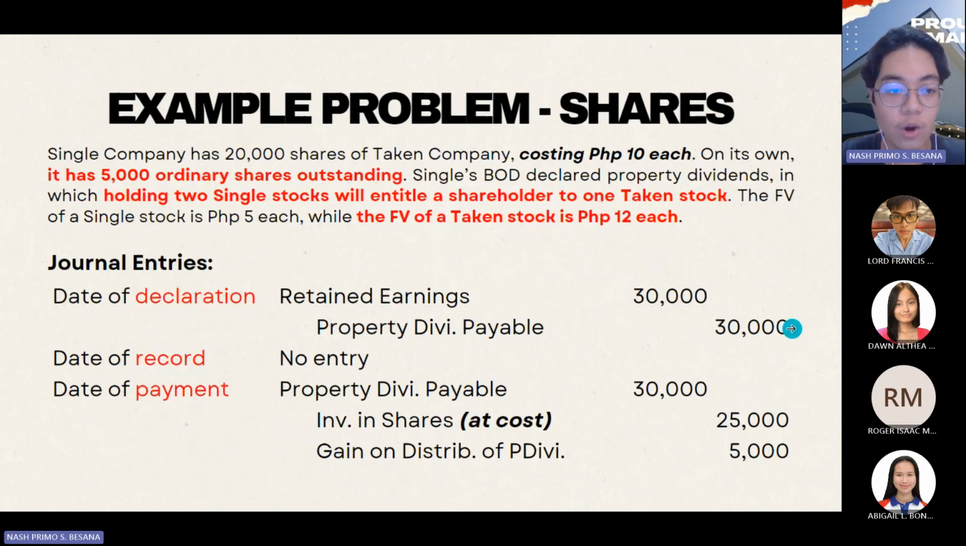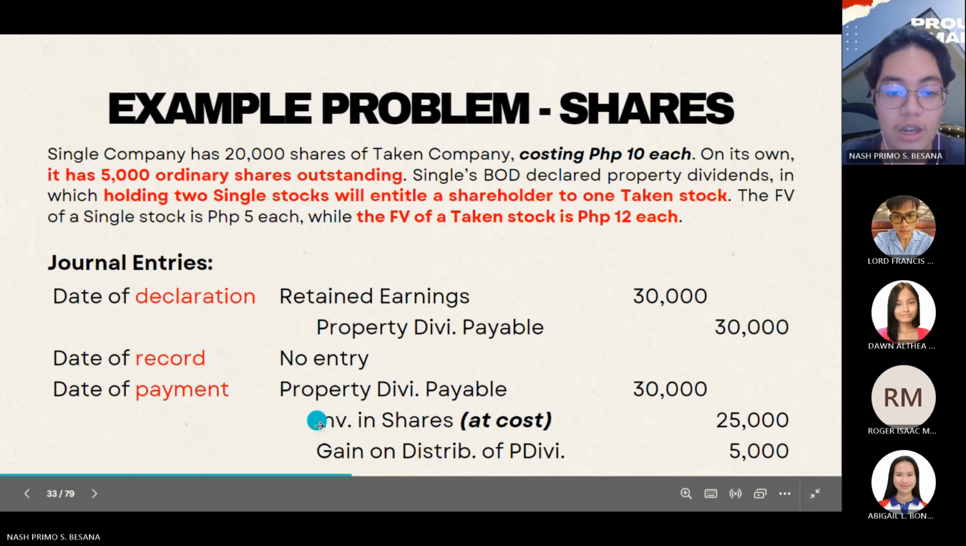So, to record, date of declaration, debit retained earnings, 30,000, credit property dividends payable, 30,000. Date of record, walang entry again. And then sa date of payment, dito nga, pwede tayong mag-recognize ng gain or loss. So first muna, close out yung liability earlier na 30,000.